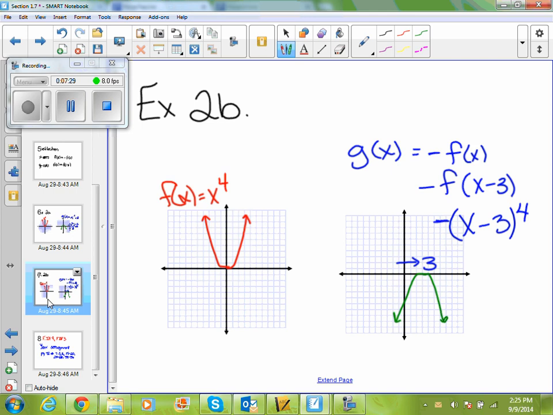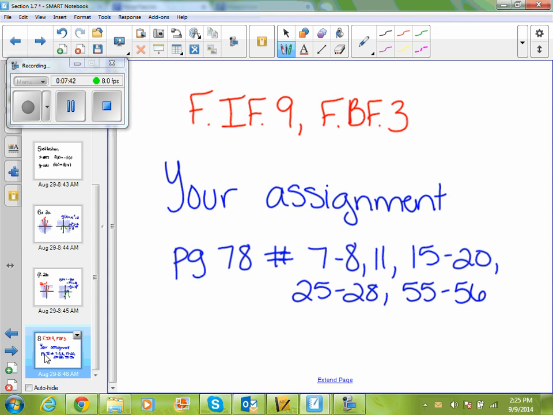Okay, so all we're working through is reflections, and we're going to work through vertical shifts and horizontal shifts. You're going to want to use the parent functions on page 70 to help you, because those will show you what the original function is supposed to look like. And you guys are going to work through page 78, 7 through 8, 11, 15 through 20, 25 through 28, and 55 and 56.